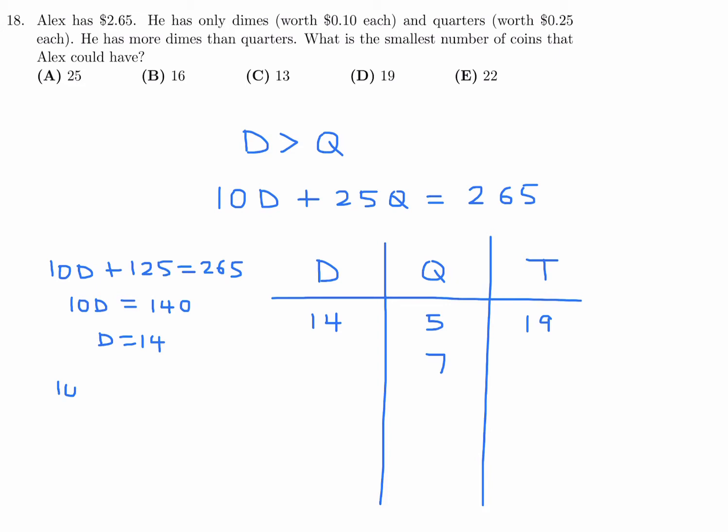If it is 7, I got 10D. 7 times 25, 175, and that's 265. So 10D will be equal to 90, so therefore D is equal to 9.